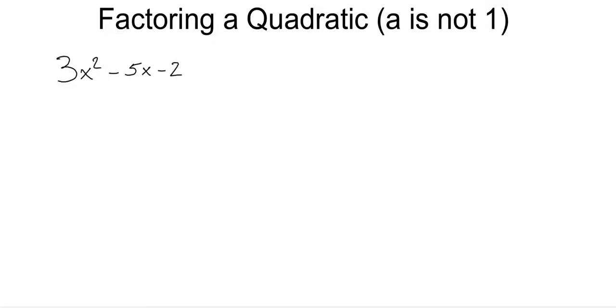So in this video, we're going to talk about how to factor a quadratic expression when a is not 1. In this case, we're given a quadratic expression in standard form, which is ax squared plus bx plus c. And so we can easily see that in this case, a is equal to 3, b is equal to -5, and c is equal to -2.